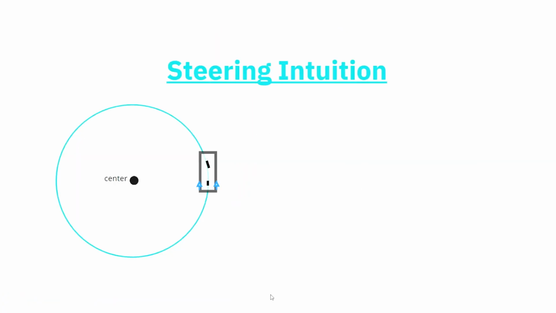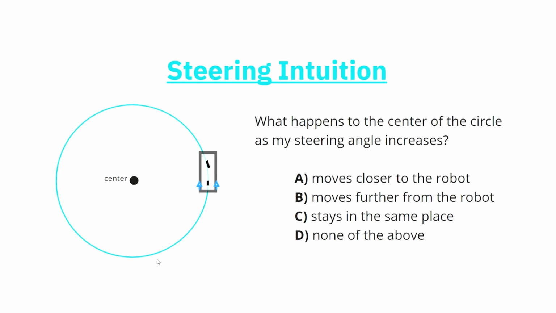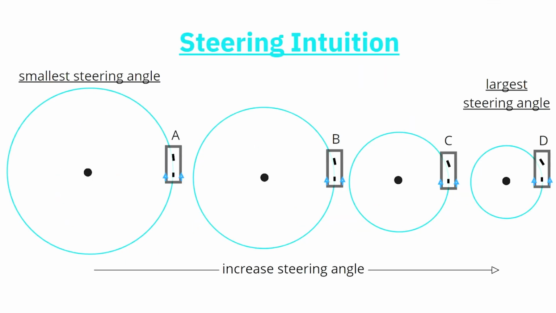So, the first question I have to test your intuition is what happens to the center of the circle as I increase my steering angle. As I increase my steering angle, the center of the circle becomes closer to the robot. Here are a few examples to demonstrate this. Robot A has the smallest steering angle. Robot B has a slightly larger steering angle, C an even larger steering angle, and D has the largest steering angle of all. As you can see, as the steering angle increases, the center of the circle moves closer to the robot. Note that the circle we care about is the one made by the rear axle.